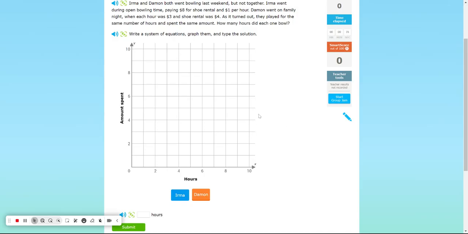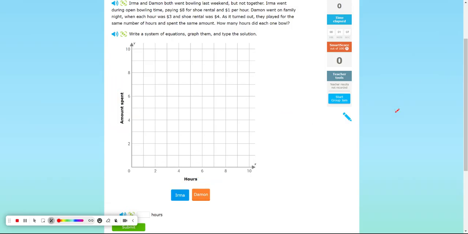First, I want you to pay attention to the hour right there. The hour is for the x value, and the amount spent is the y value. Let's see, I can make my pen a little bit smaller. That's too small. All right, I got it.